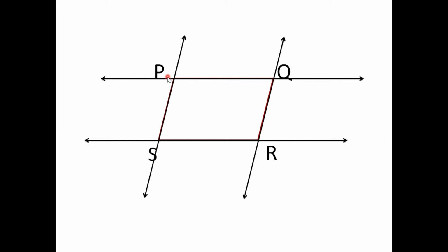So in this case, quadrilateral PQRS is a parallelogram, as its opposite sides are parallel to each other. That is, PQ is parallel to SR and PS is parallel to QR.